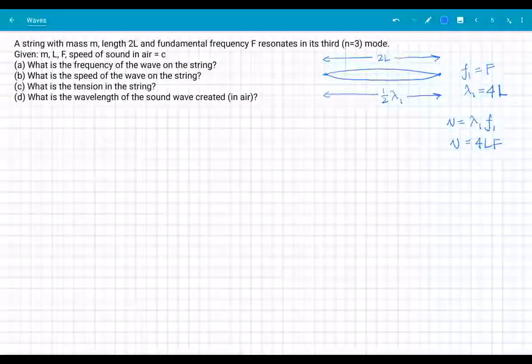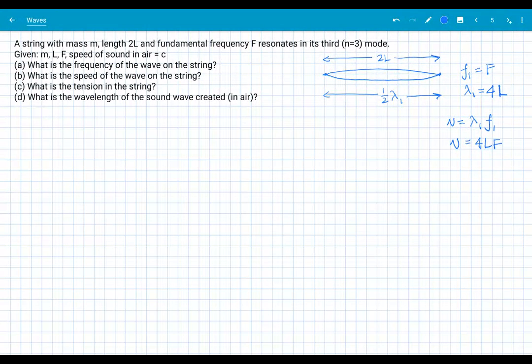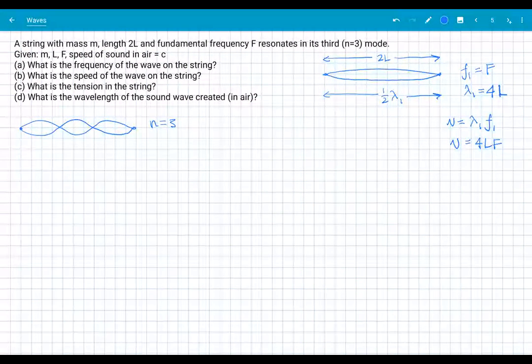We're told this information about the fundamental, but in the instance of this problem, the string is actually resonating in its third mode. So I'm going to go ahead and draw that out. So it's in its third mode, which is the n=3 mode. Strings are so nice and straightforward when it comes to standing waves. The string length hasn't changed.